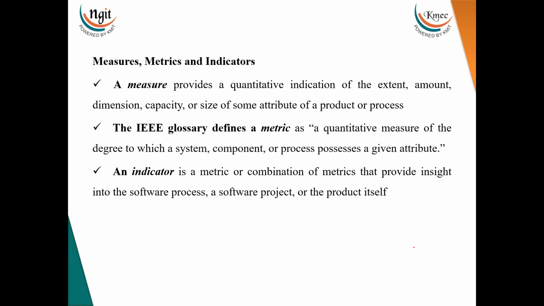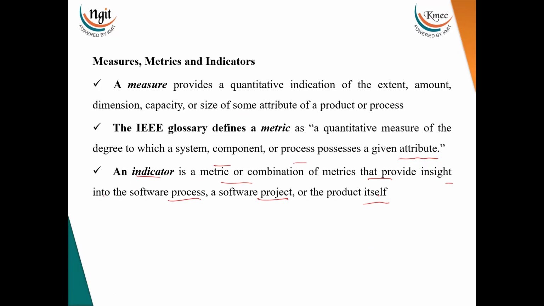Next, measures, metrics, and indicators. A measure provides a quantitative indication of the extent, amount, dimension, capacity, or size of some attributes of a product or process. Let's try to understand the differences. An IEEE glossary defines a metric as a quantitative measure of the degree to which a system, component, or process possesses a given attribute. An indicator is a metric or combination of metrics that provide insight into the software process, software project, or the product itself. Which means a measure speaks about the basic numeric value, for example the number of lines of code.